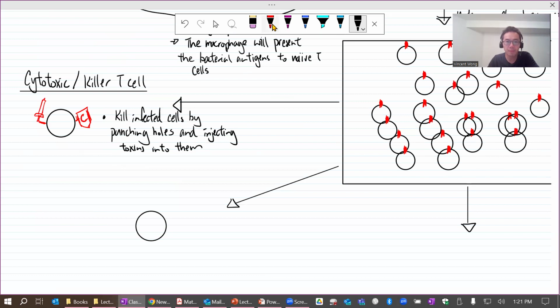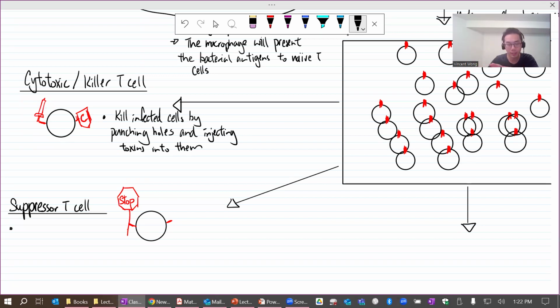They might become, okay, I'm not doing this in any particular order, okay? They might become this guy that's holding a stop sign. Okay, we call them suppressor T cell.